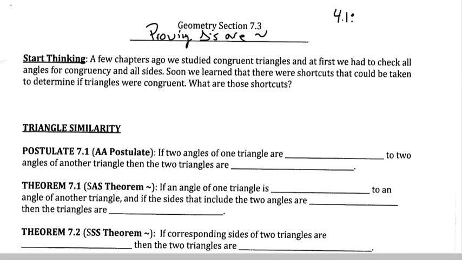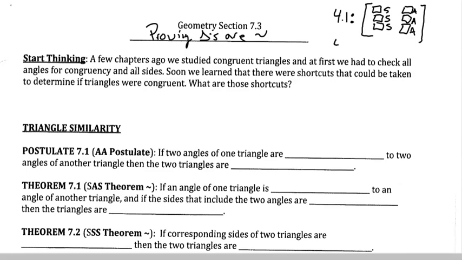And then we talked about how to prove that figures were congruent, and we did it the long way. We went over and showed all sides were congruent to all corresponding sides, and then all angles were congruent to corresponding angles. And sometimes you would have to check all angles and all sides, for example, if the figure was not a triangle.